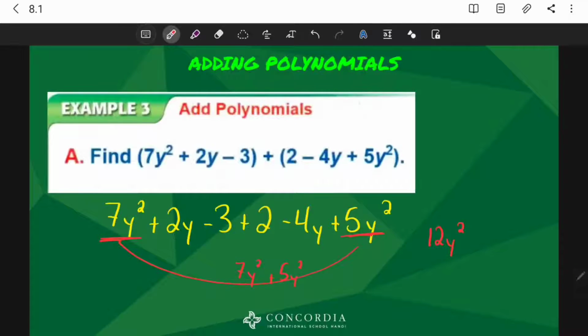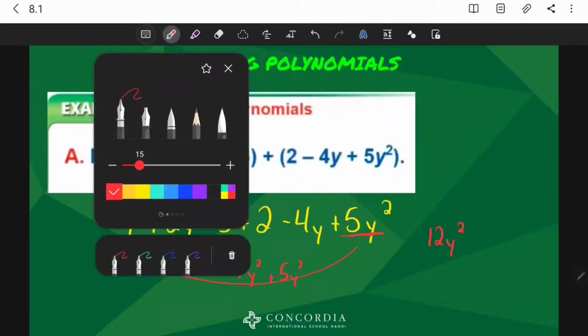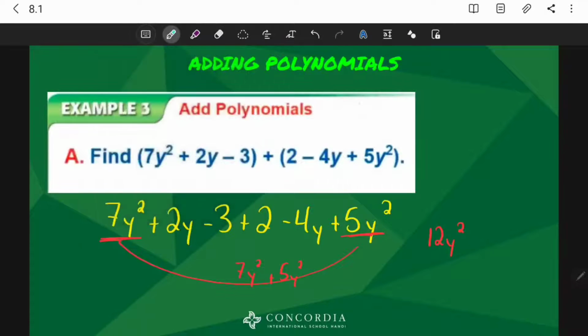Okay? And then I'll switch colors again to make it a little easier for you to see what I'm doing. I'm going to look at my 2y next. I have 2y over here, and I have negative 4y over here. So for these two, what I'm going to do is negative 4 plus 2. And negative 4 plus 2 is equal to, I better switch colors back. I'm going to keep the same color just as I go.